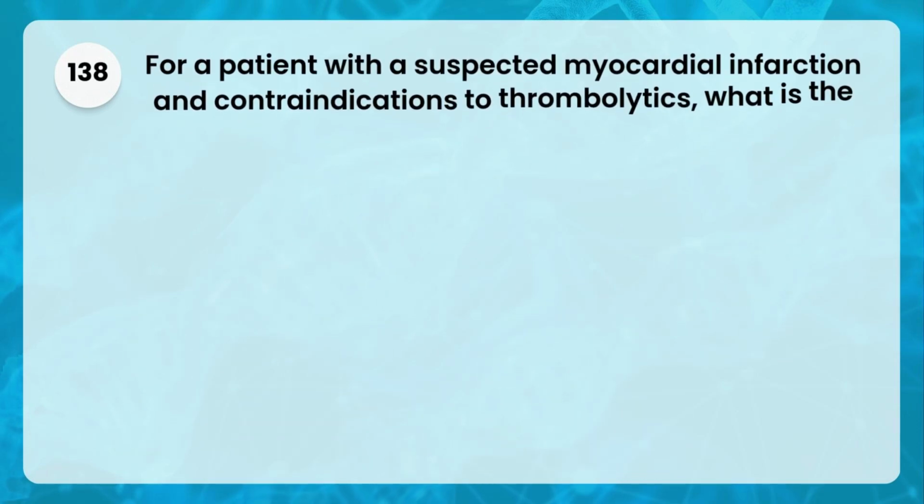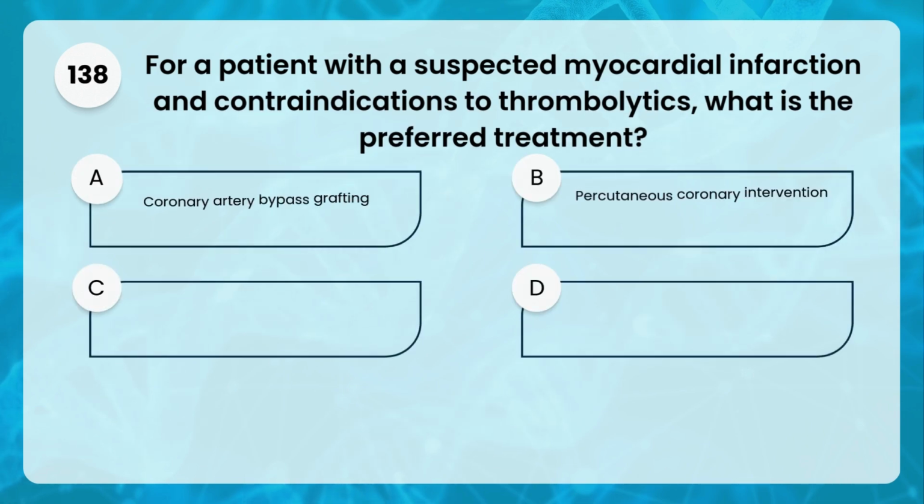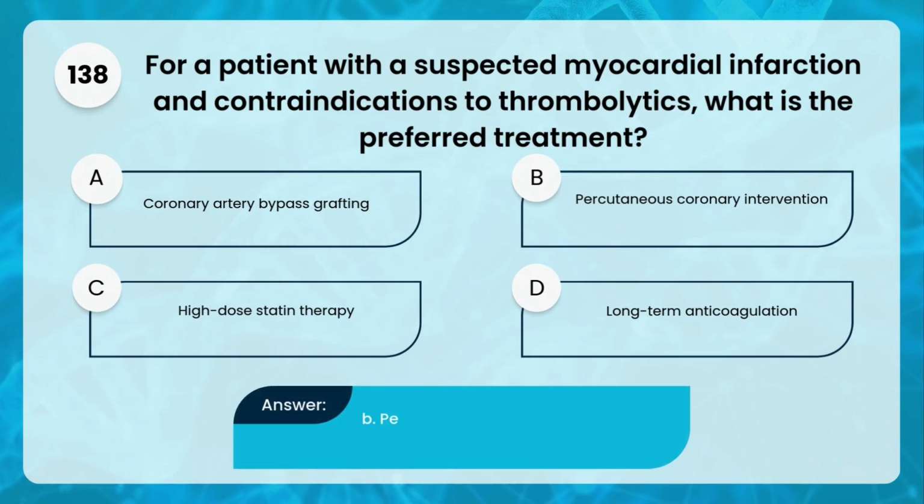138. For a patient with a suspected myocardial infarction and contraindications to thrombolytics, what is the preferred treatment? A. Coronary artery bypass grafting. B. Percutaneous coronary intervention. C. High-dose statin therapy. Or D. Long-term anticoagulation. The answer is B. Percutaneous coronary intervention.